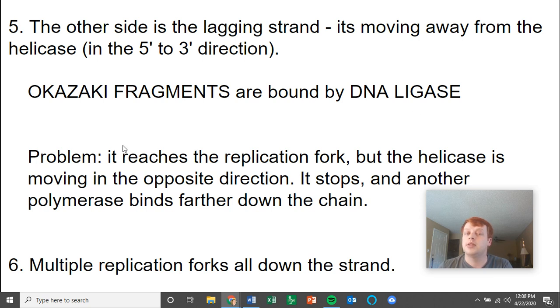So when the lagging strand reaches the replication fork, the helicase is moving in the opposite direction. So it stops and adds another polymerase further down the chain. So you have multiple forks all down the same strand to help with the building of that lagging strand.